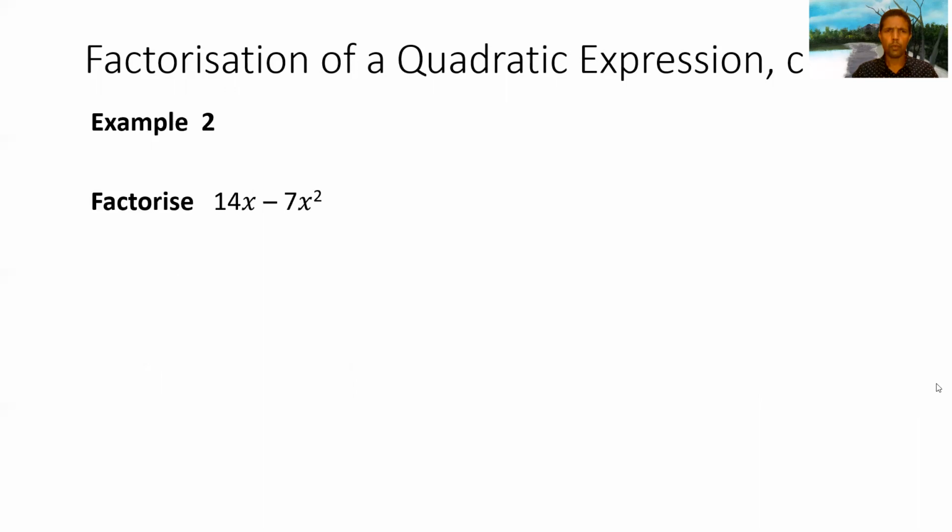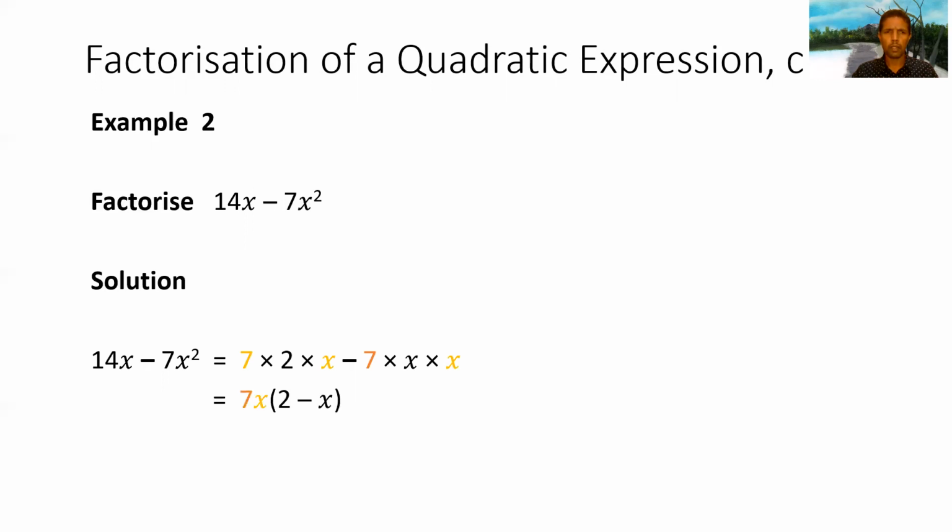Example 2, factorize 14x minus 7x squared. 14x minus 7x squared can be written as 7 times 2 times x minus 7 times x times x. Note here that 7 and x are common. So we can write 7x into 2 minus x. So to factorize 14x minus 7x squared, we have 7x into 2 minus x.